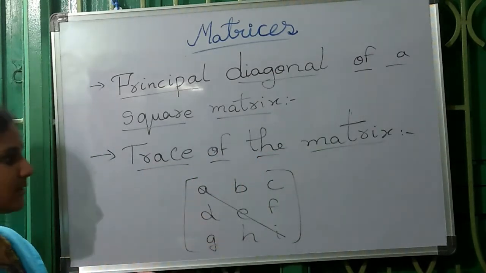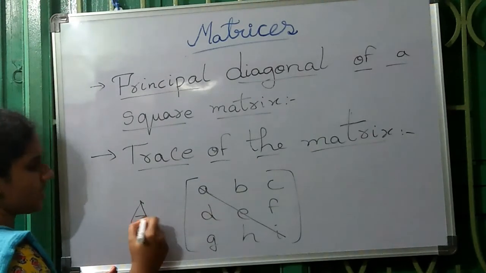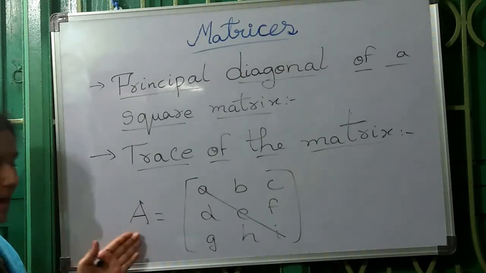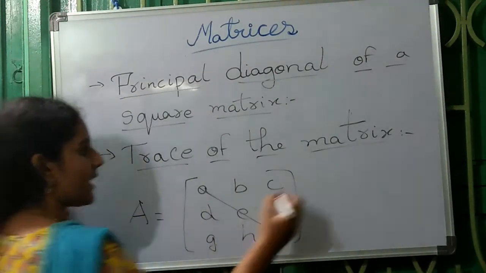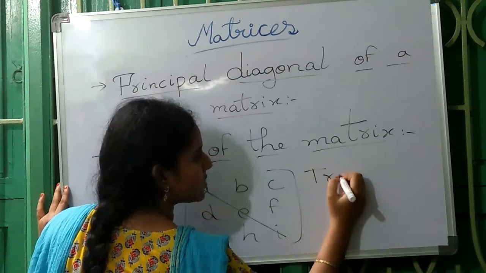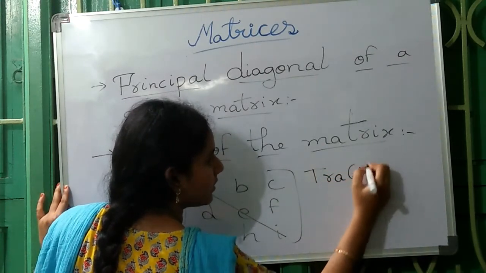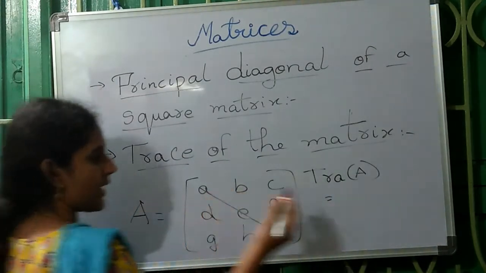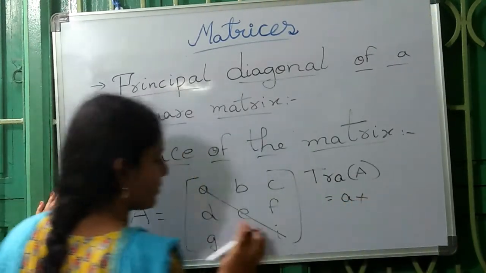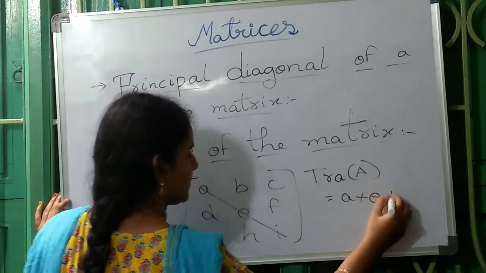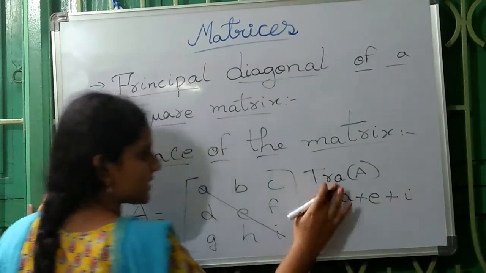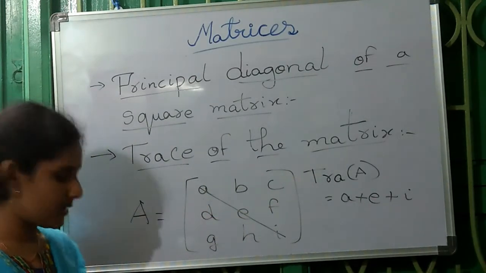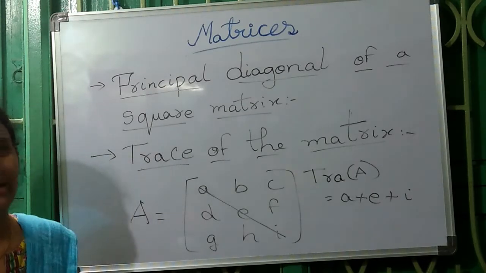So the trace of this matrix is, let this matrix be A, capital A. Matrices are always denoted using capital letters, and trace of A is denoted in this way, trace of A is equal to the sum of the principal diagonal elements, small a plus small e plus small i. This is called the trace of this matrix. Now let us learn about other types of matrices.